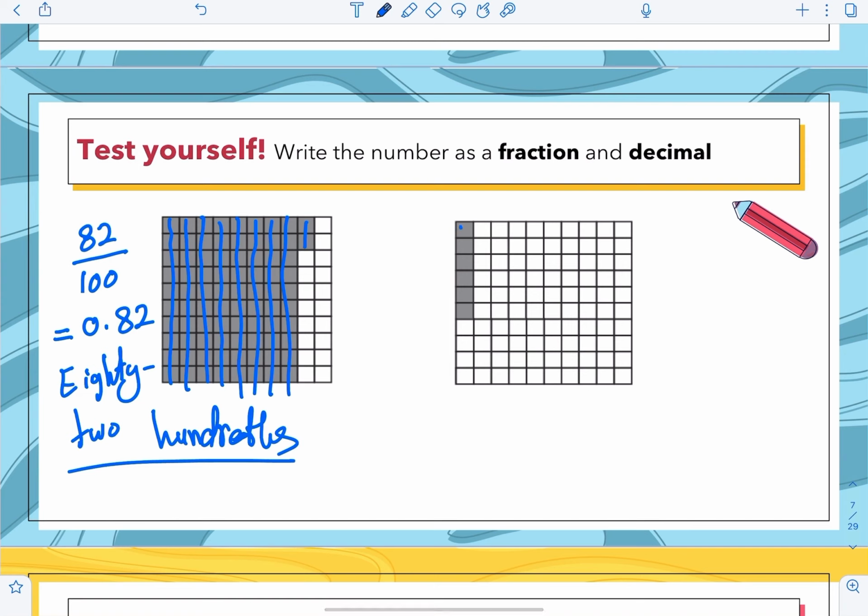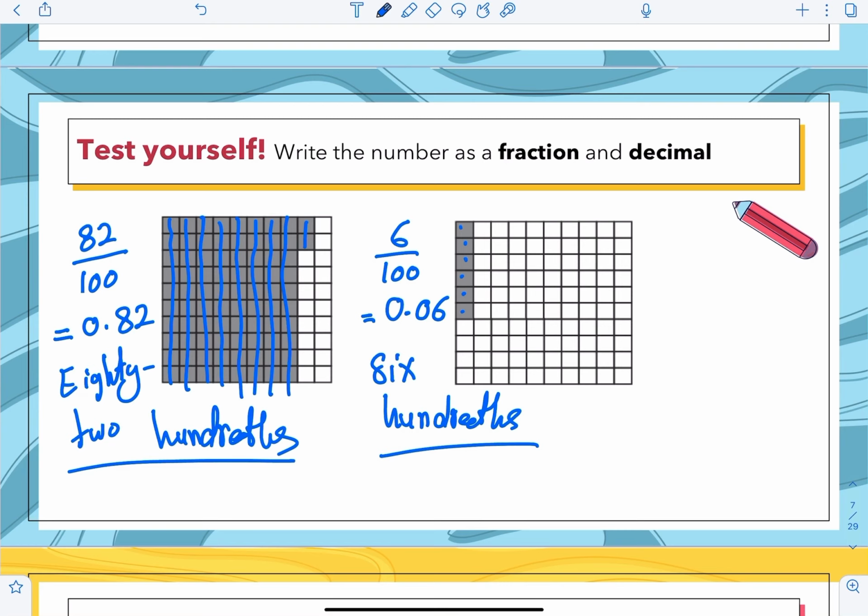What about this one? Here I have 1, 2, 3, 4, 5, 6. I have 6 shaded parts out of 100. So as a decimal, this is going to be 0.06, and in words, this is going to be 6 hundredths. So 6 hundredths is this model.